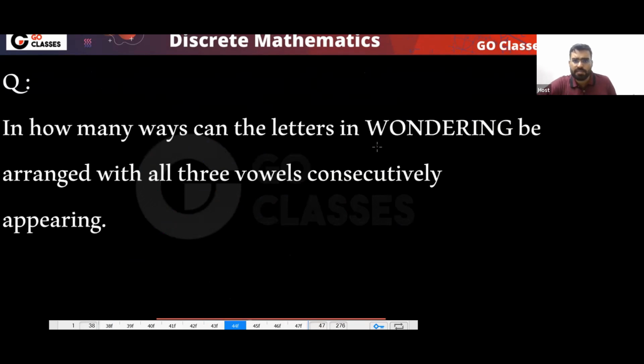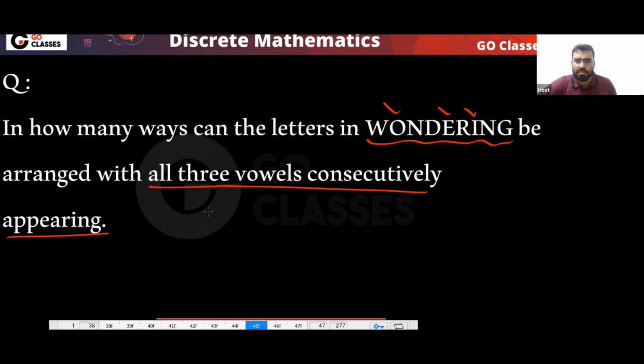In how many ways can the letters of WONDERING be arranged with all 3 vowels consecutively appearing? There is a condition: there are a total of 3 vowels, O, I, E. All 3 vowels should appear consecutively. So what will be the answer? Put them in a box: O, I, E.